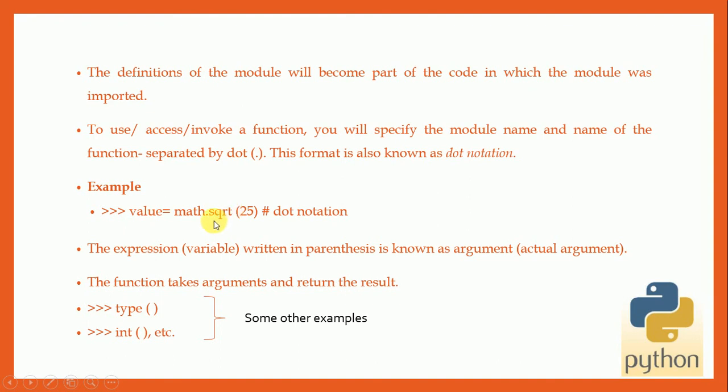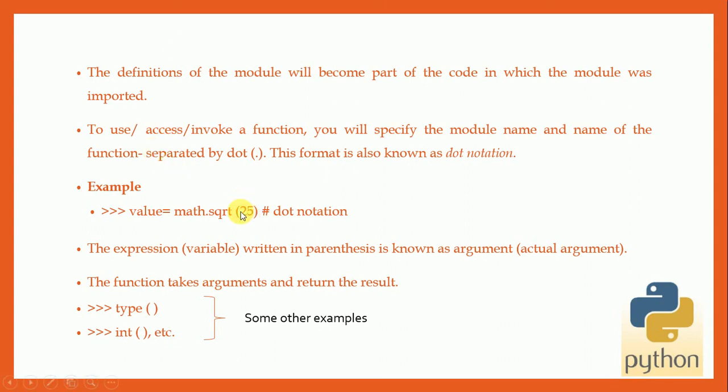This can be done using the dot. Module name dot function. We can access a particular function in that module. This is known as dot notation. See, first we write import math, then value assigned math dot sqrt of 25. What will be the result? We will get the square root of 25 and this value will be assigned to value, and if you write print value we will get the square root of 25.